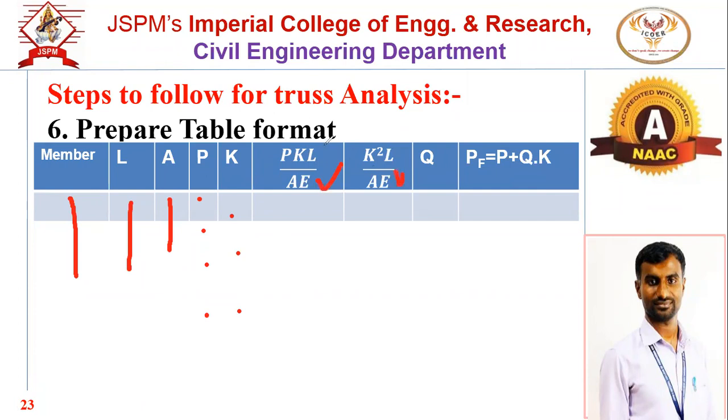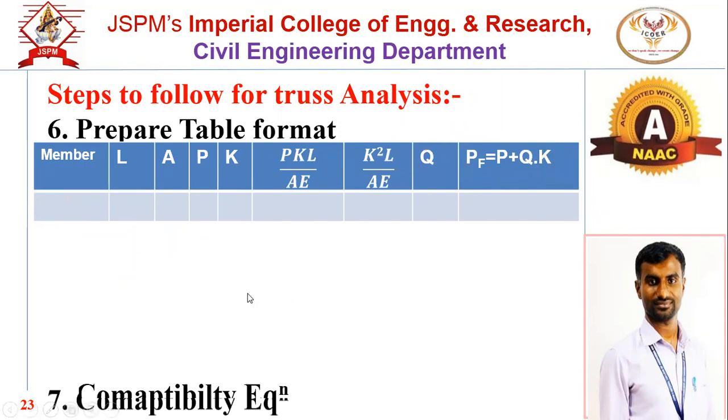So this is the displacement due to the given loading, and this is the flexibility, and Q is the unknown that we have to find out. And lastly, the final member force of each and every member is given by this formula: final member force is equal to P force of a member plus redundant force Q into K. So using this table, we have to work out the value of Q.